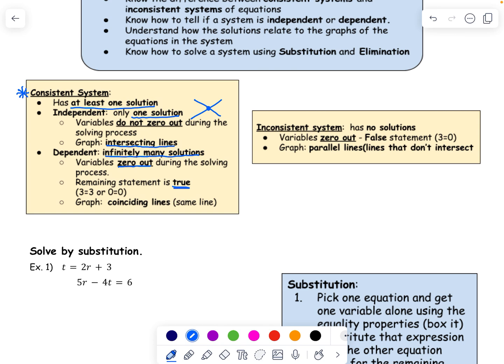If you have a true statement like 0 equals 0, 3 equals 3, now we know that there's infinitely many solutions because these are coinciding lines, which means they're the same line. So basically laying on top of each other, right?